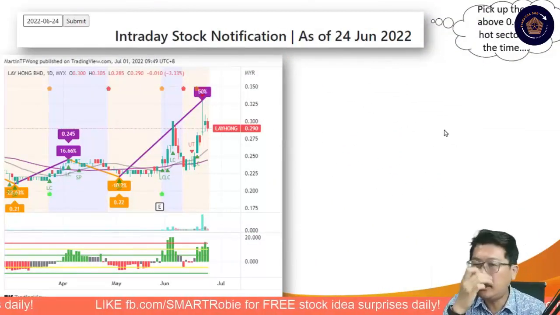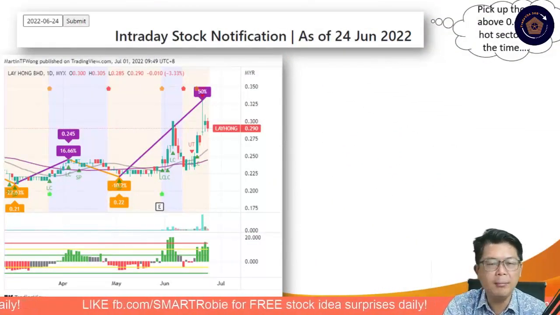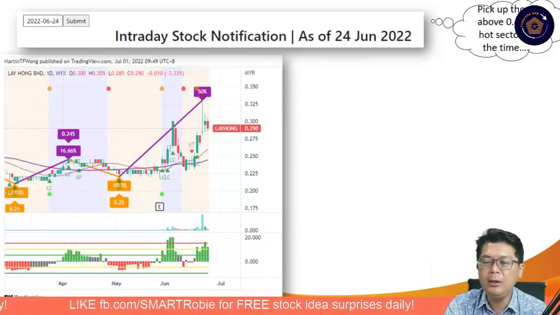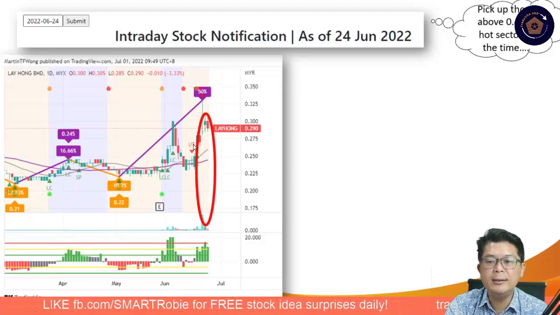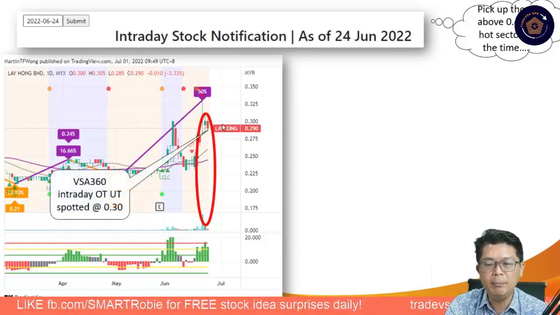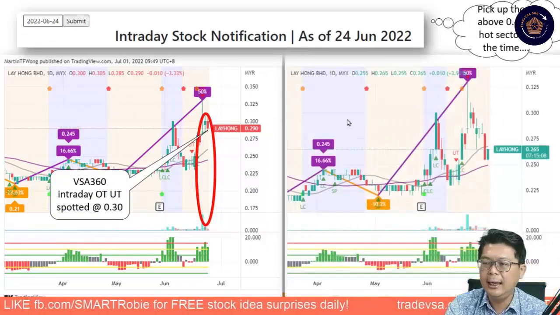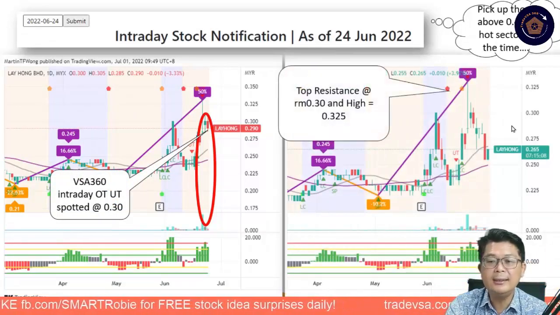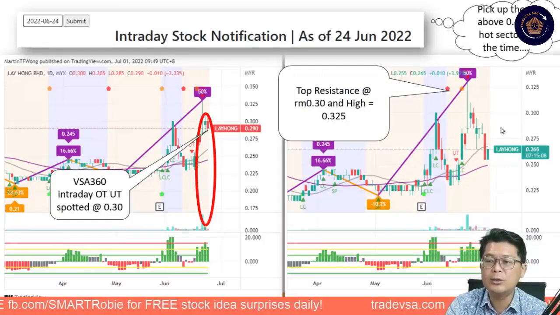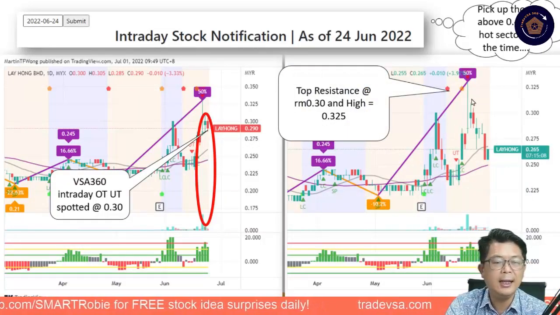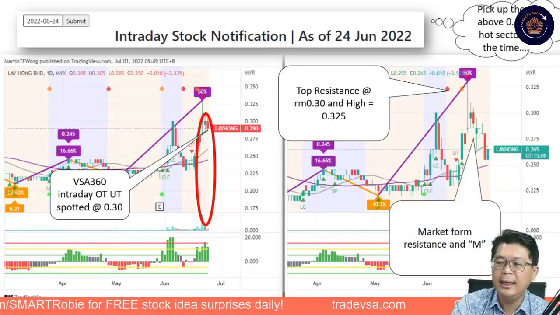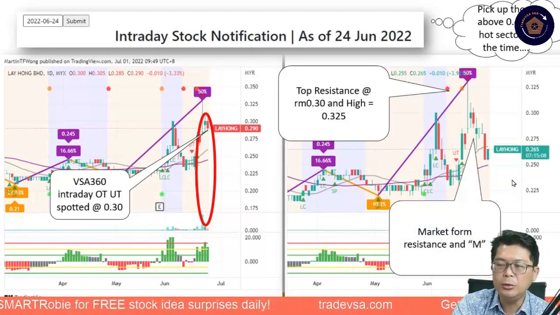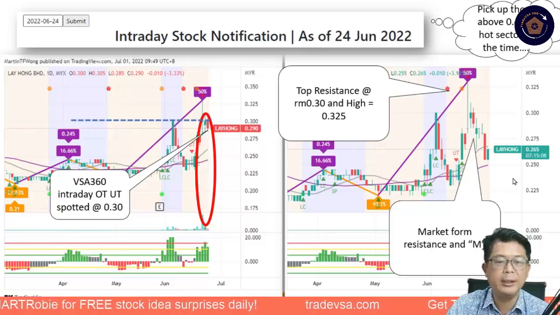All right, next trade was Lei Hong. Now remember, this is a trade that is trading below 30 cents. We prefer to pick something that's 47 cents. And right now you can see this market hits the resistance, which is overtake of the UT. We pick it up at 30 cents. And of course, the 30 cents is the top resistance, although previously the high was 32.5, and the market did form a resistance and a double top. You can see 1 and 2. So subsequently the market just broke down from here.